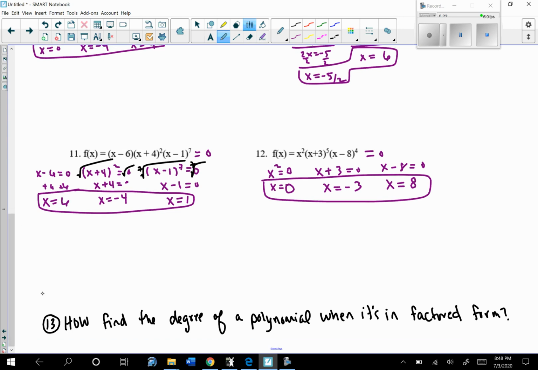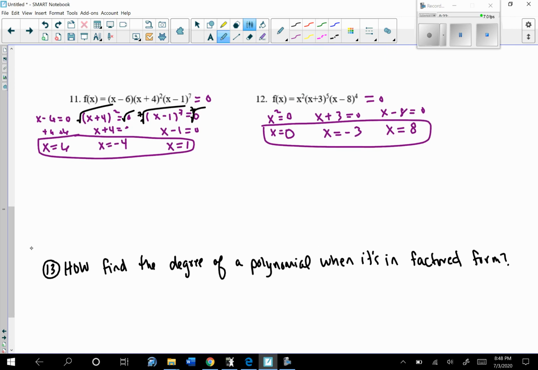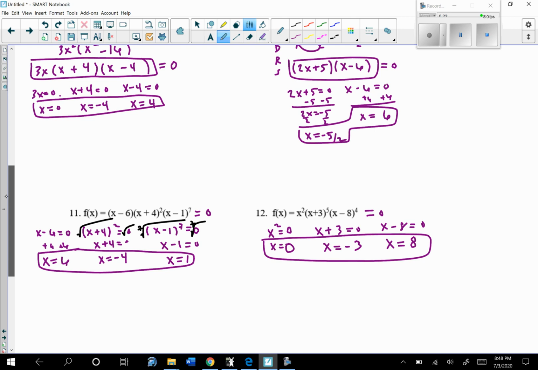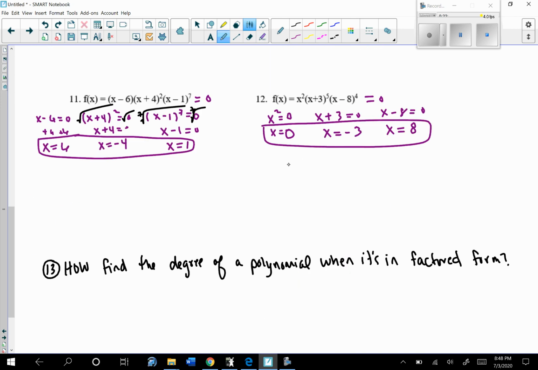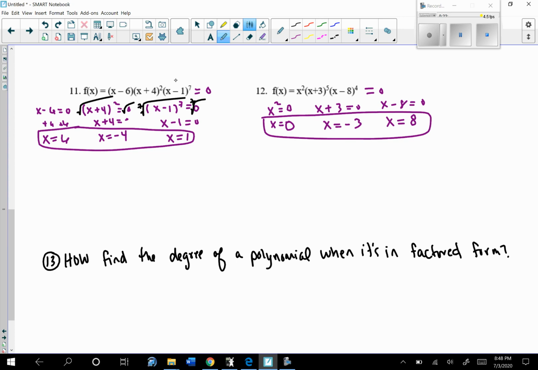So the next question, which is not on your paper but you want to write down, says: how do you find the degree of a polynomial when it's in factored form? Those are the two that we just did for 11 and 12. How we find it is different. If we're in standard form, you look at the leading term. So here you have to think about foiling it out.